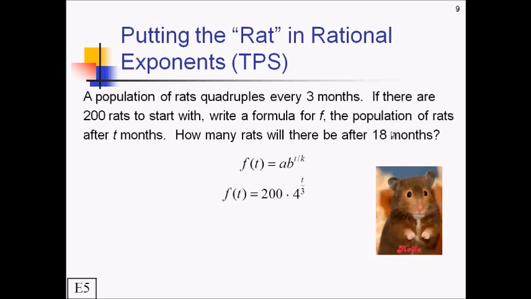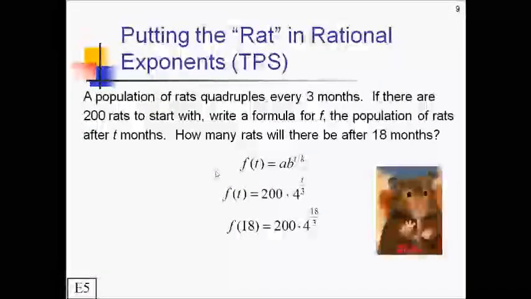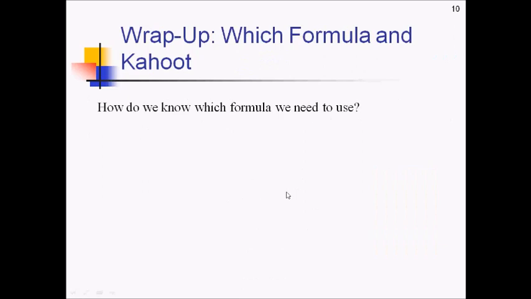Next, plugging in 18. Let's let our calculator figure this one out. So 200 times 4 raised to the 18 over 3rd, or 6th power, comes out to 819,200 rats. That's a whole lot of rats. Oh well, that's too bad.